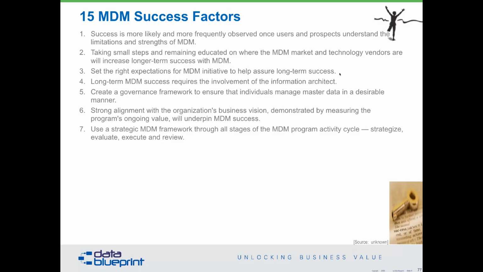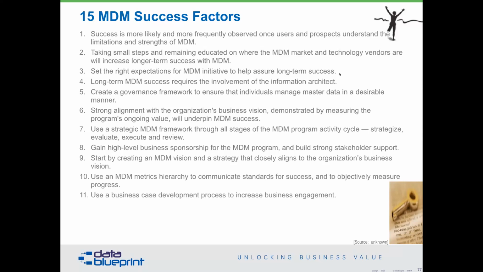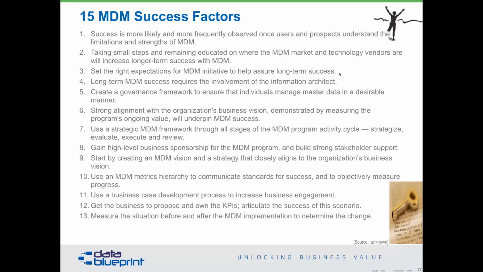Use a strategic framework to view all activities of the cycle in there. Gain high-level sponsorship for it. Make sure that your results are going to produce something that somebody in the business cares about. Again, vision strategy that closely aligns with it. Use the metrics. Get business case development. Propose and understand the KPIs. Measure the system before and after to determine the change.